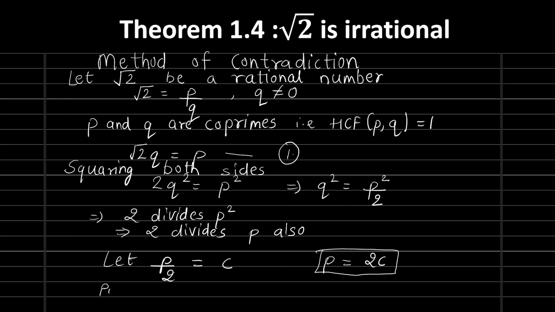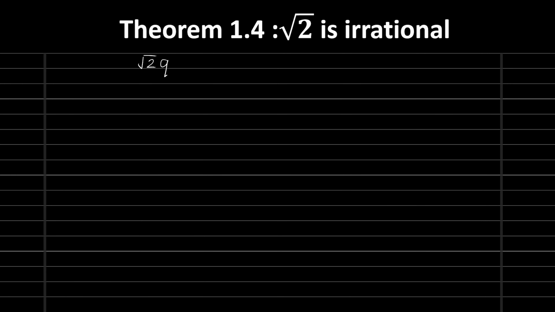So, we will write down, put value of p equals to 2c in equation 1. We can write it down, root 2 q equals to, in place of p, we will write down 2c. Now again, after this step, we are going to square both the sides. So on squaring both the sides, we will get 2q square equals to 4c square.